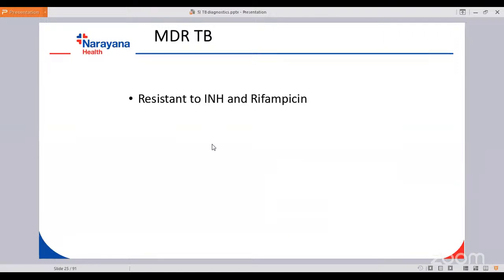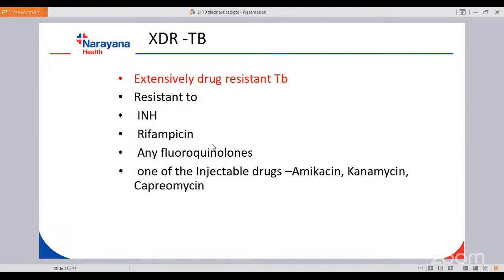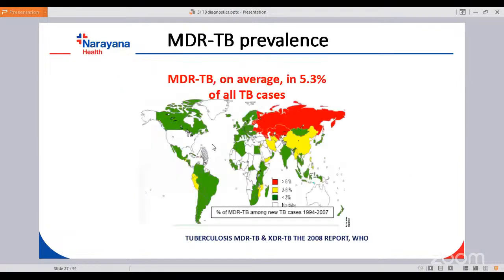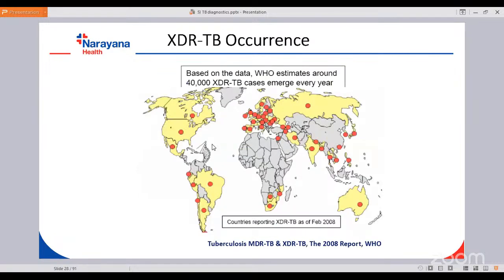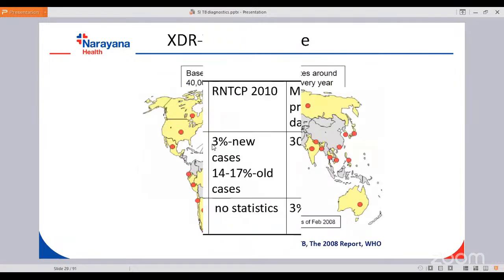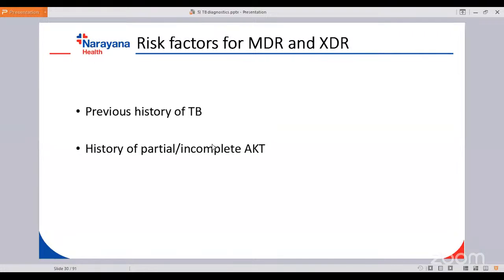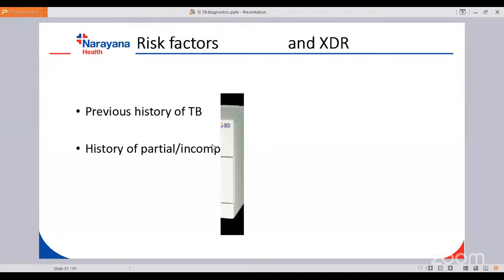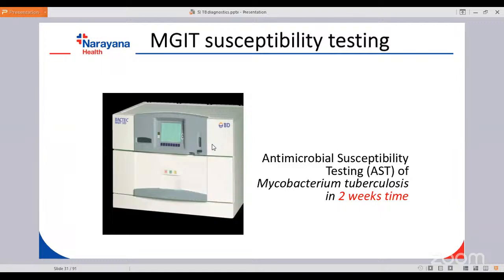We've got MDR-TB, which is TB resistant to INH and rifampicin. We've got XDR-TB, extensively drug-resistant TB, which is basically MDR-TB that is also resistant to any fluoroquinolone and one of the injectable drugs. MDR-TB is common throughout the world and in India, and we have cases of XDR-TB as well. So there's a need to do this. What are the risk factors for MDR and XDR? If there is a previous history of TB, or a history of partial or incomplete treatment, that's when MDR or XDR-TB is known to develop.